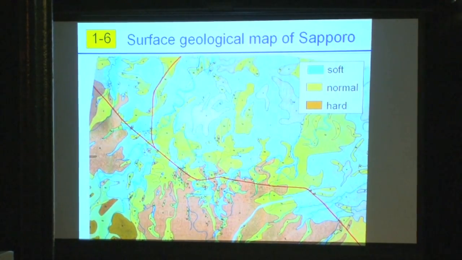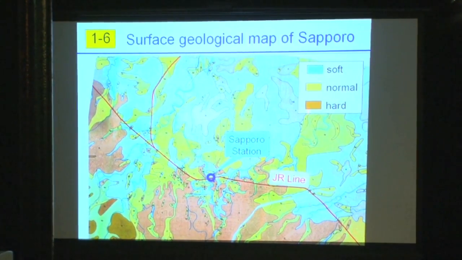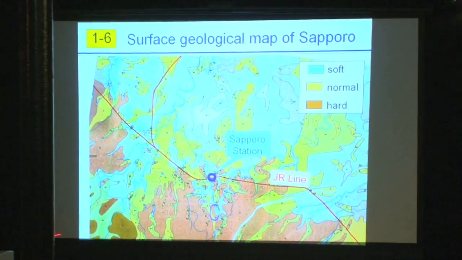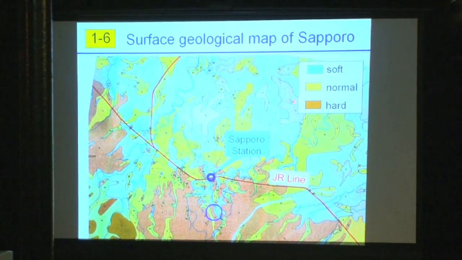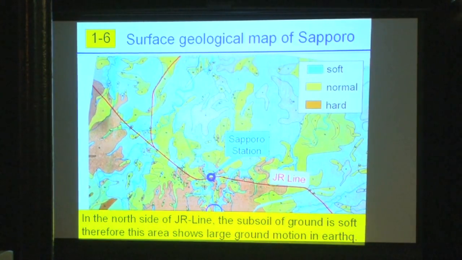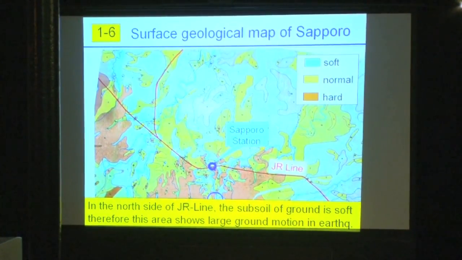This is a surface geological map of Sapporo. The red line is the JR line, and Sapporo station is here. Light blue means soft ground, and brown means hard ground. This building is just here on the hard ground. And we can see the soft ground distributed on the north side of the JR line and a part of the west side. These areas show large ground motion in an earthquake.